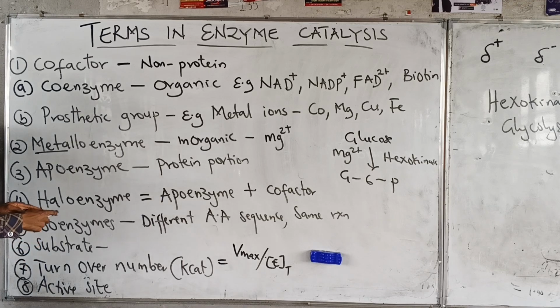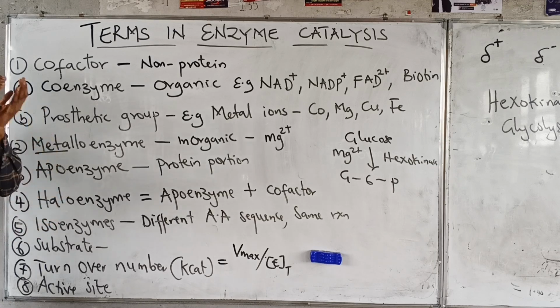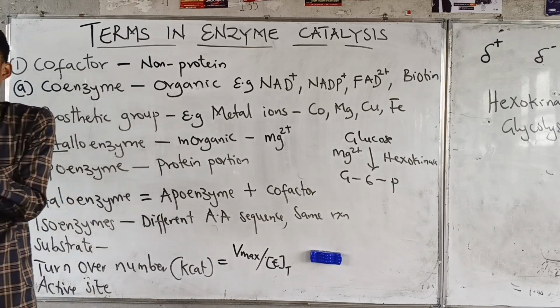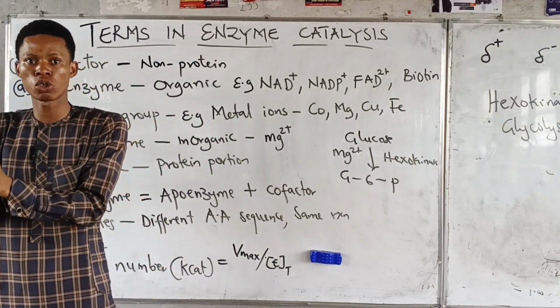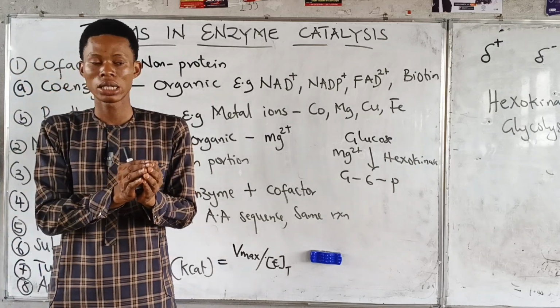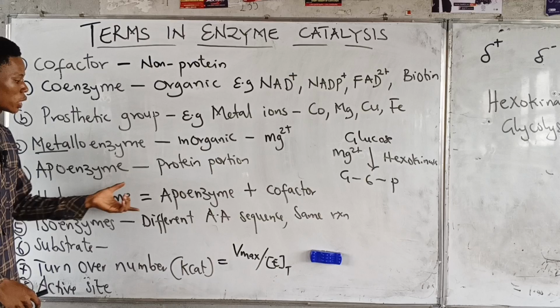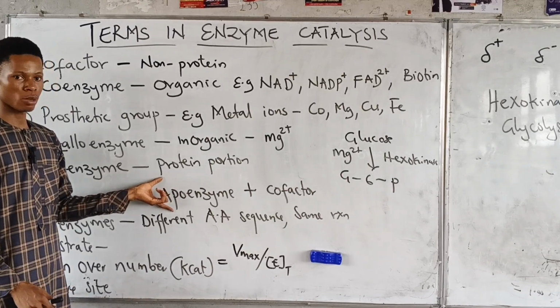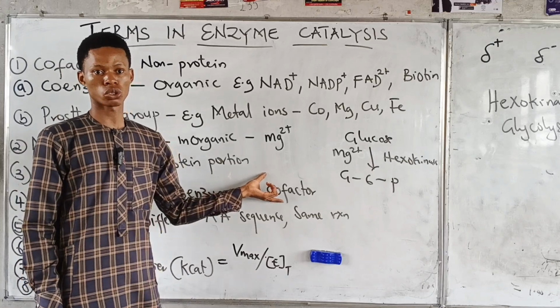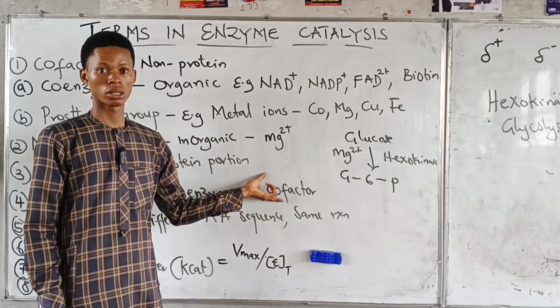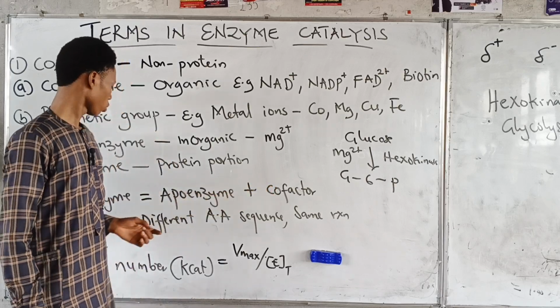Now, next thing is holoenzyme. Holoenzyme is the whole enzyme, the complete enzyme. For the enzyme to be active, remember we have the protein portion and the non-protein portion. That is why we say holoenzyme is apoenzyme, the protein portion, plus cofactor, the non-protein portion. Are we following?